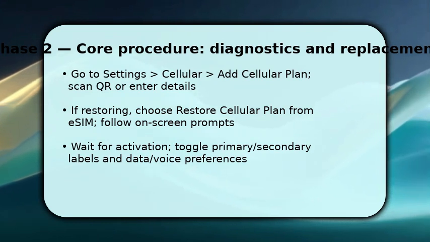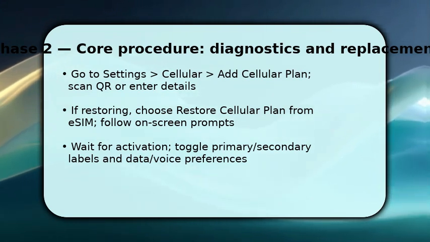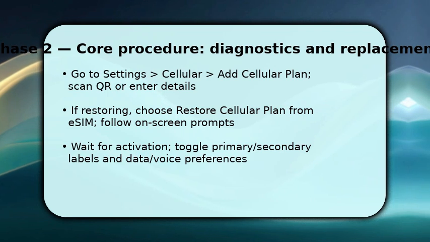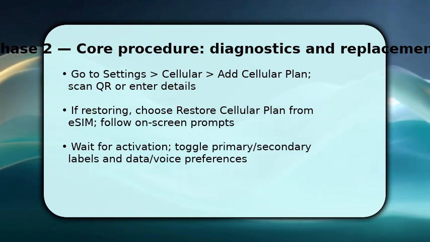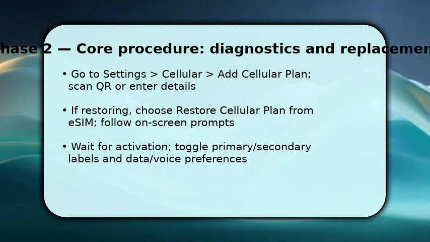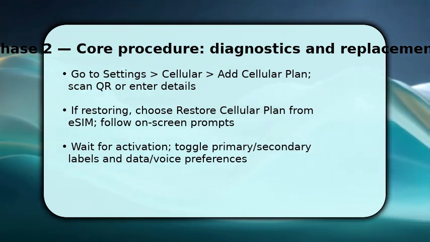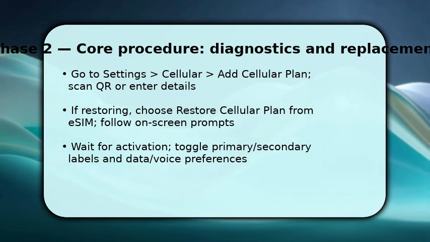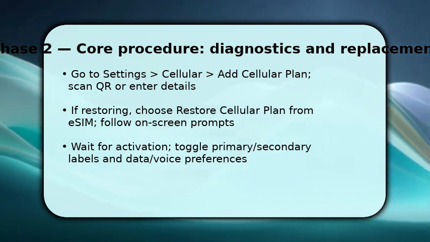Tap Add Cellular Plan and either scan the carrier QR code or enter the activation code manually. The phone will parse the profile. If you're restoring, pick Restore Cellular Plan from eSIM and follow prompts, because that pulls profiles from iCloud or carrier.